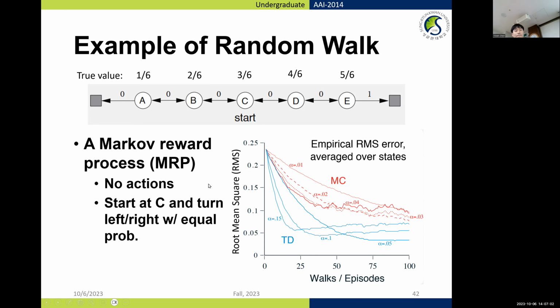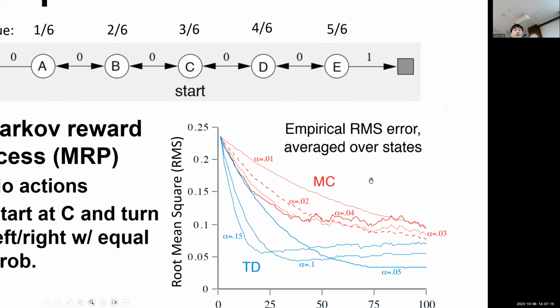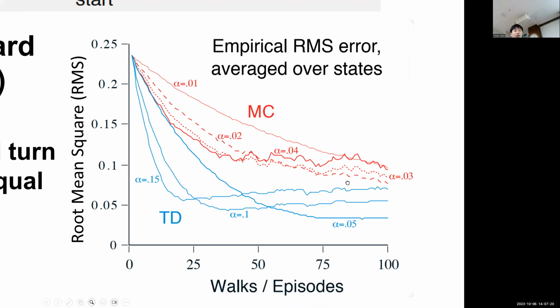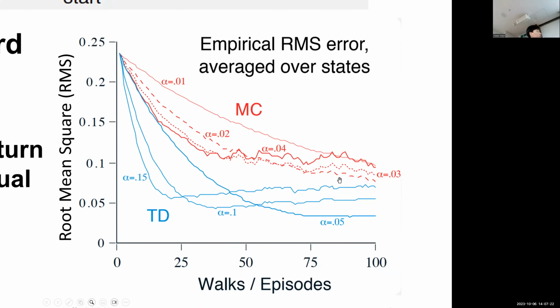Now the purpose is to see which method has better, faster convergence to this true value. So we run both MC and TD with different step sizes. Alpha is the step size. You see the comparison. This is the root mean square error, which measures the state error relative to the true value we calculated.